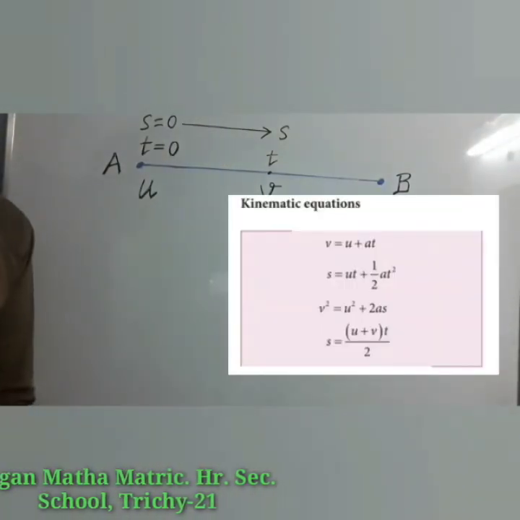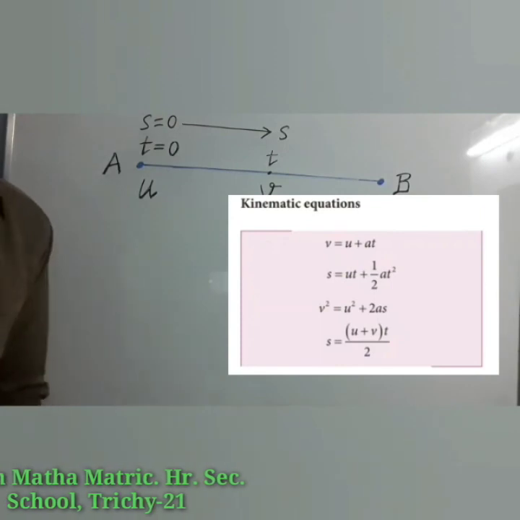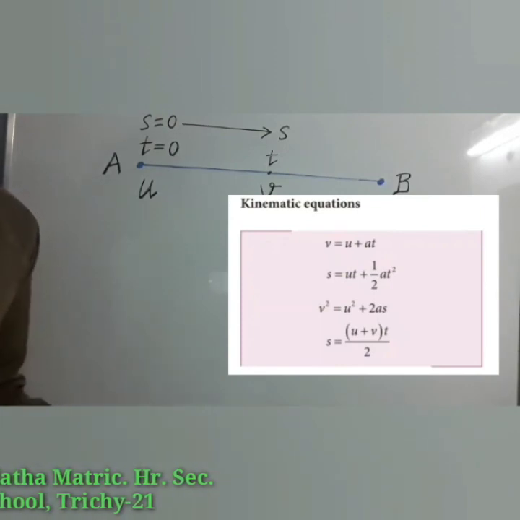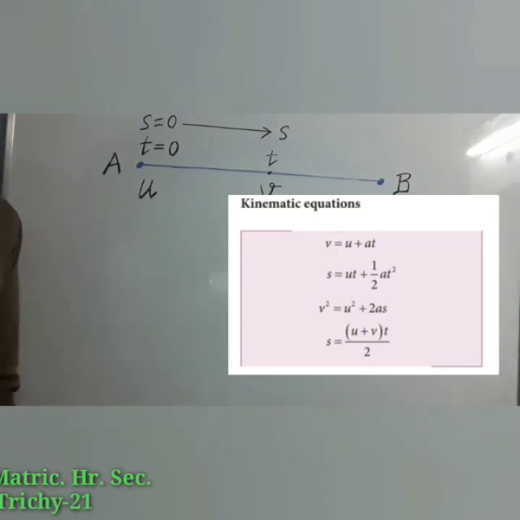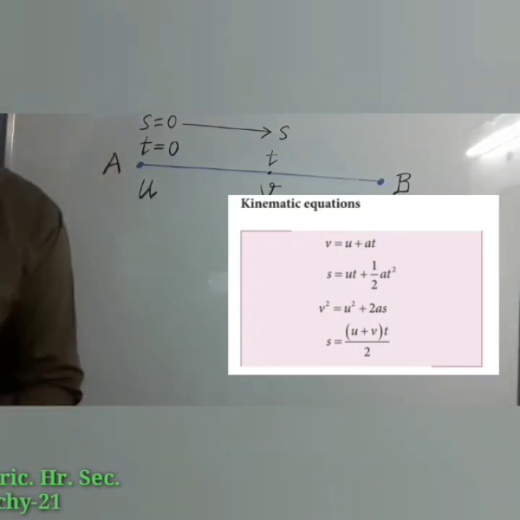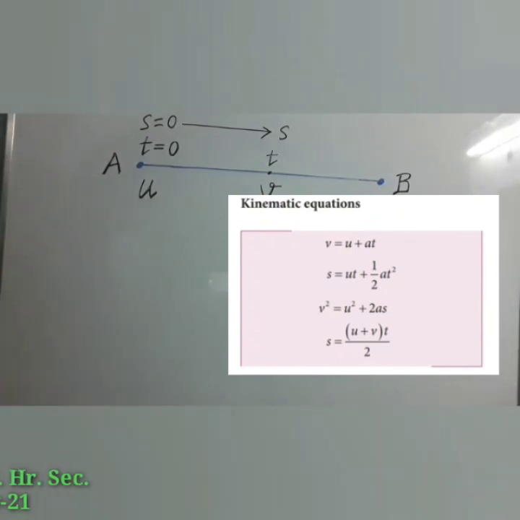These equations are kinematic equations of motion. It is also noted the kinematic equations are valid only if the motion is in straight line with the constant acceleration. For circular motion and accelerating motion, these equations are not applicable.